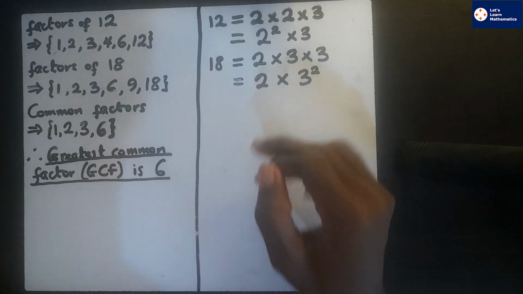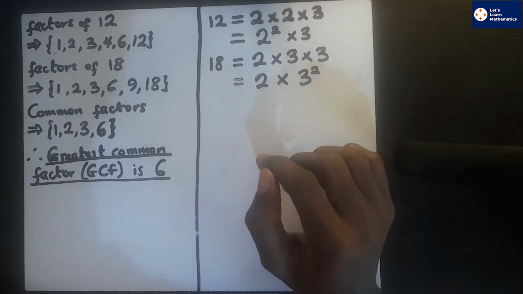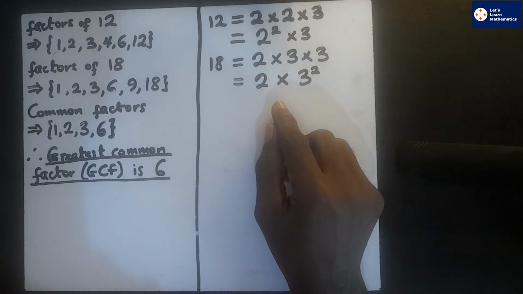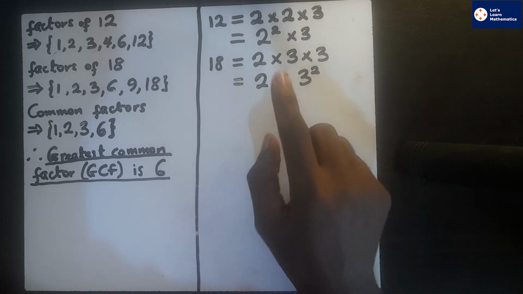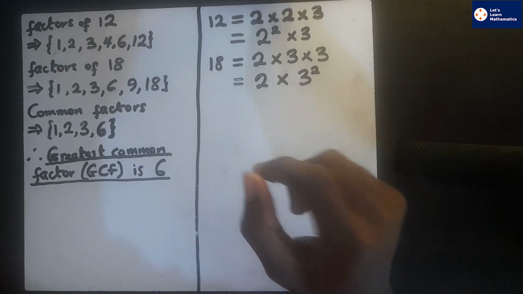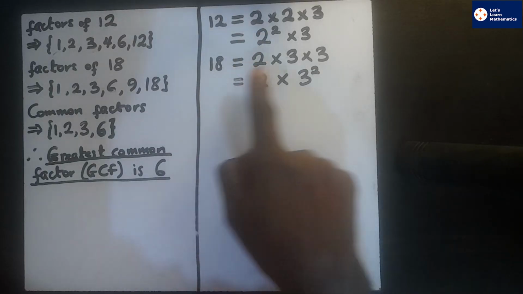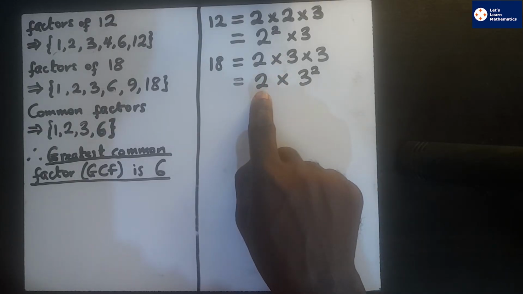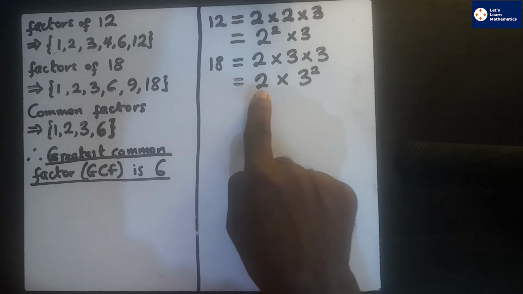Now when we are using the method of prime factorization to find the greatest common factor, all that we are going to do is look at each of the individual prime numbers that we are given, and then we will take the one that has the least power. So for instance, we see that this is 2 squared here, but in the prime factorization of 18, 2 is only to the power of 1. Any number to the power of 1 is the number itself. So it means that we have to take the prime number that has the least power.